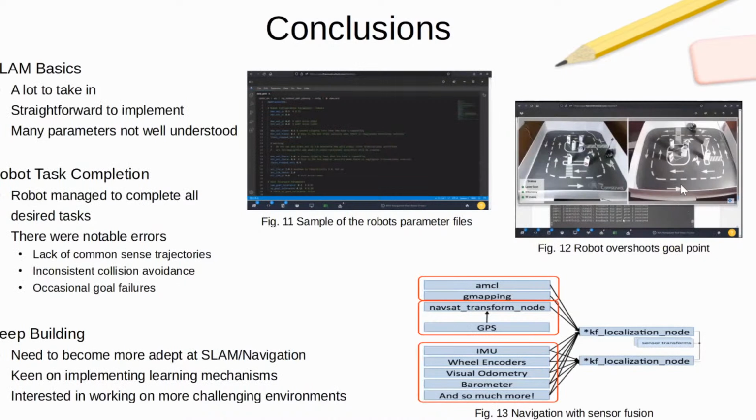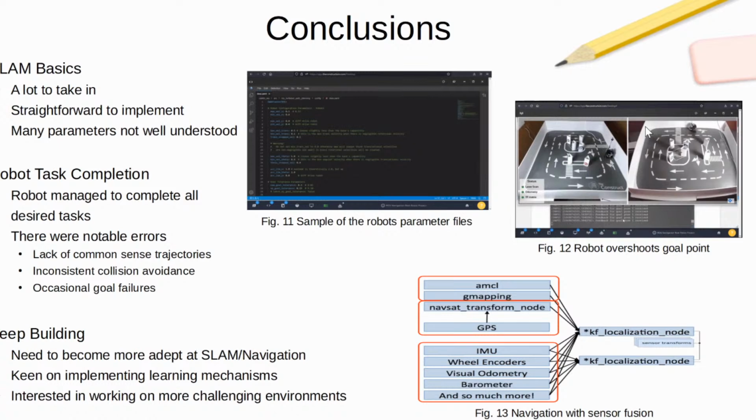So some of my conclusions for this course were that it was a lot. It was straightforward, but it was a lot, and I don't really appreciate as much as I'd like to many of the parameters that are involved. I mean, there's like 50 parameters per node, and I'd really like to get a better grasp of some of that. And as I had mentioned when we were looking at some of the footage, the robot does manage to do all of its tasks as specified, but there were a lot of notable errors that I was encountering.